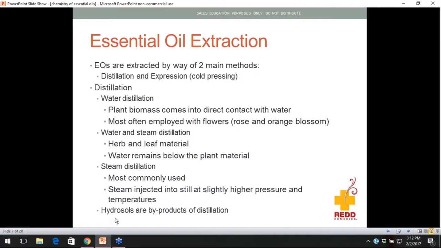And hydrosols, which some of you might be familiar with, they're sometimes called floral waters, but hydrosols are byproducts of distillation. There is some essential oil in there, not very much, but you're going to have some of the other compounds that you're going to find in the plant material. Any of the water-soluble stuff, so things like polysaccharides and maybe a few polyphenolic compounds, not very many. Those are going to be in the hydrosols. So steam distillation, that's the most commonly used.